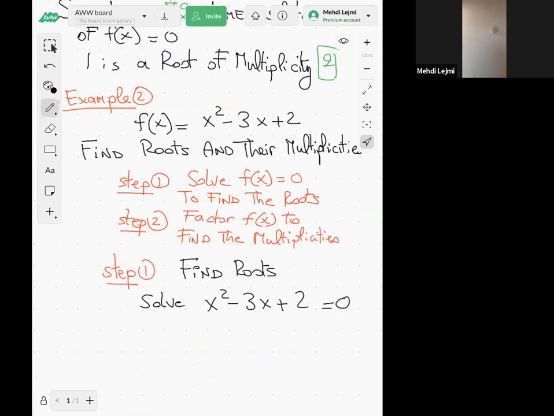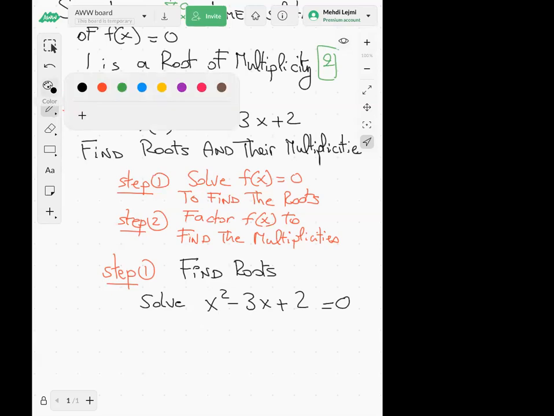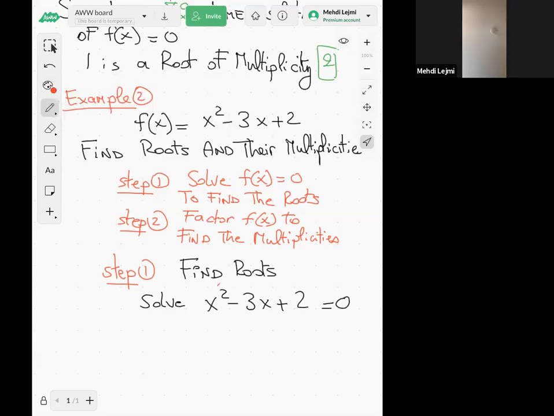So how many solutions do we expect here, guys? How many roots do we expect, or how many zeros, or how many x-intercepts? 2, right? Because the power is 2. Absolutely, Glenn. Yeah, Monica. Because here the power is 2, so we expect 2 solutions.